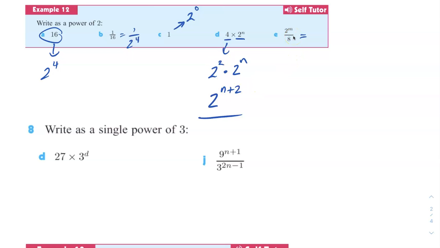See my idea here. I'm going to write 8 as 2 cubed. This is 2 to the m. Now they have the same base, I can combine them, top minus bottom, so I get 2 to the m minus 3. That's my answer there.